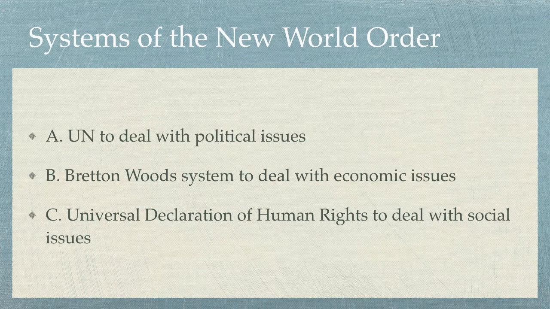So they looked to establish this using three systems: the UN for political issues in the world, the Universal Declaration of Human Rights to deal with social issues, and the Bretton Woods system to deal with economic issues.